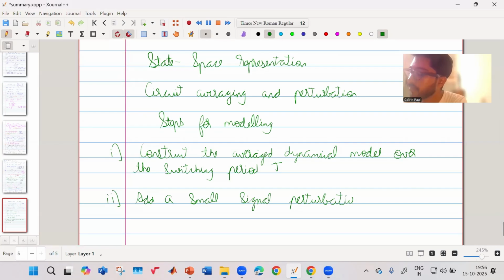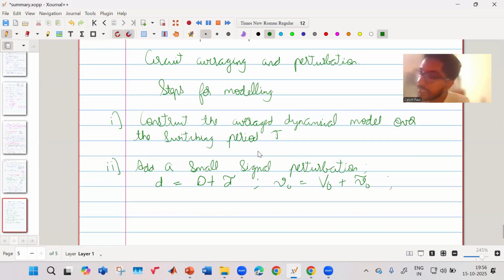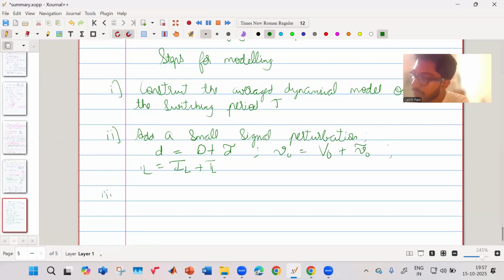If you remember, for a duty D, we write it as D plus D perturb. Our output voltage we write as V output plus a V output perturb. This is what I'm talking about. Your inductor current, we write it as an average one plus your perturb one. This is how you write that.